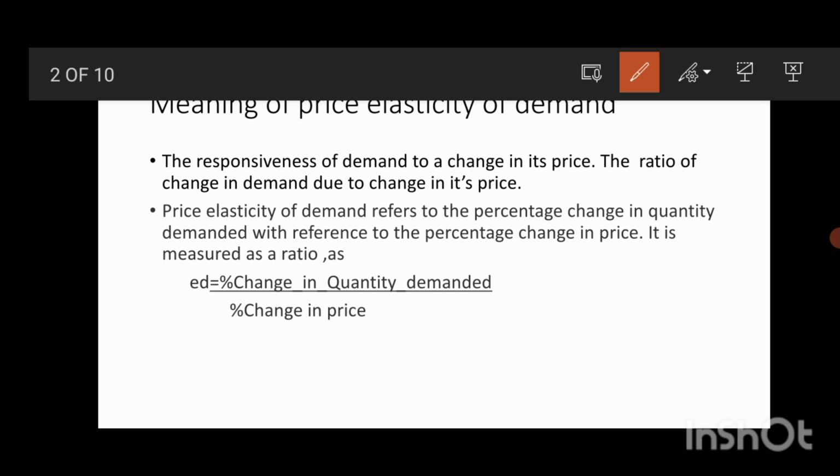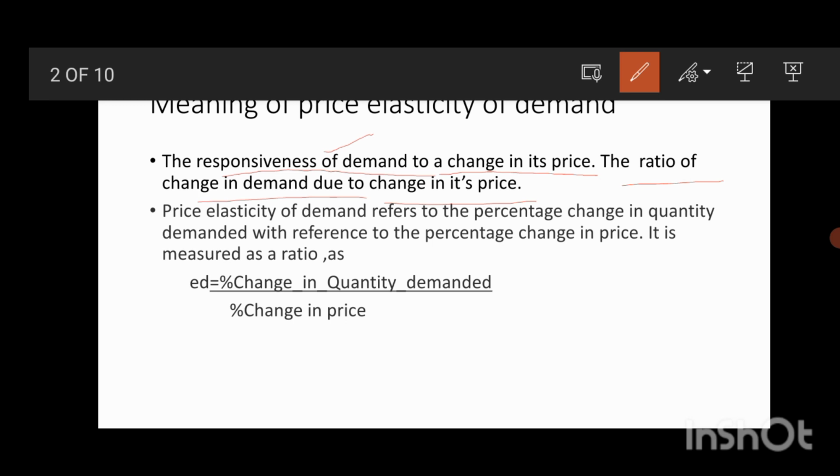Price elasticity of demand is the responsiveness of demand to a change in its price. If price is changed by a particular value, take an example of 2 rupees, then how the demand responds to that, how the demand will be, is explained under price elasticity of demand. The ratio of change in demand due to change in its price is explained here.